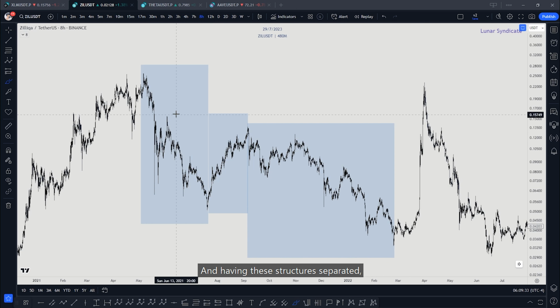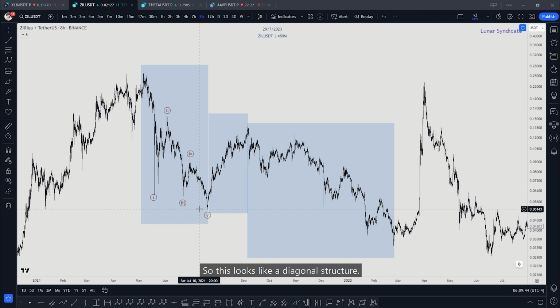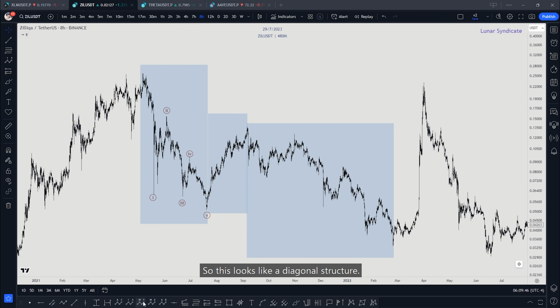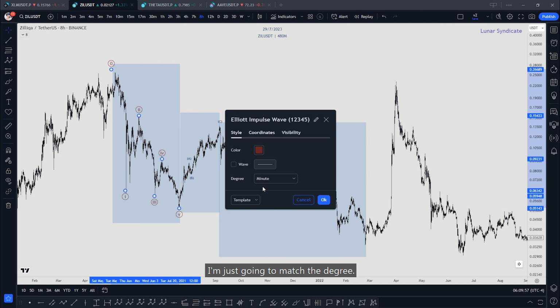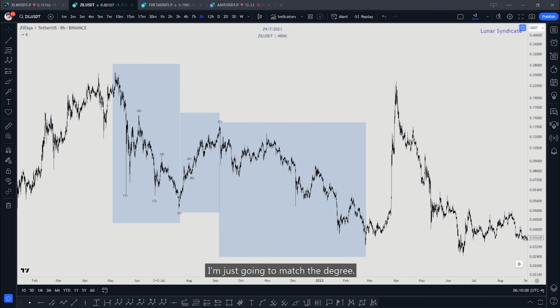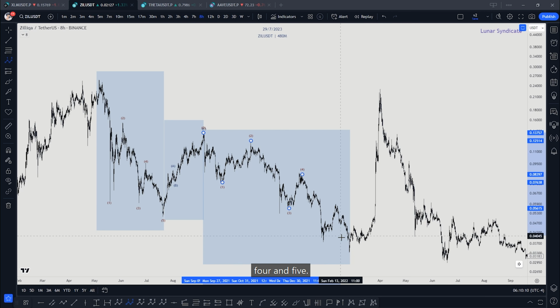And having these structures separated, I can count the individual boxes and try to make out the structures I know. So this looks like a diagonal structure. And this could be a very sharp 3-wave structure. I'm just going to match the degree. And then you can see this as a 5-wave, 1, 2, 3, 4, 5, 2 into a 3, 4, and 5.